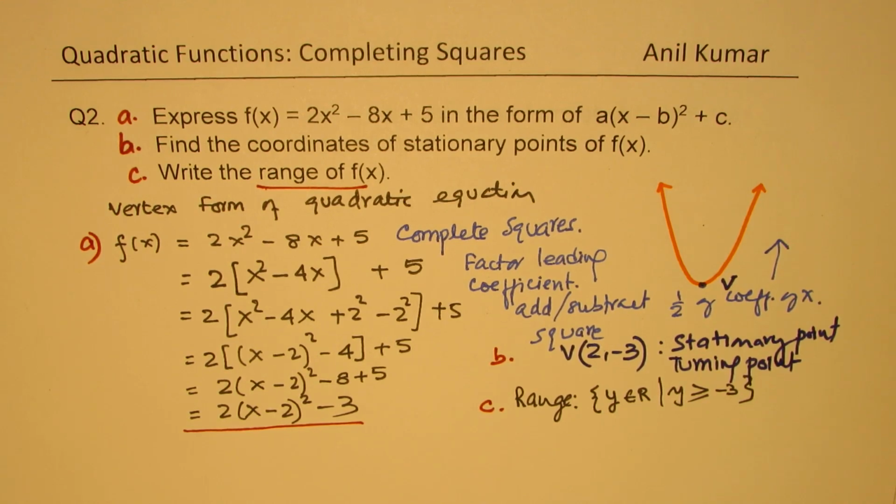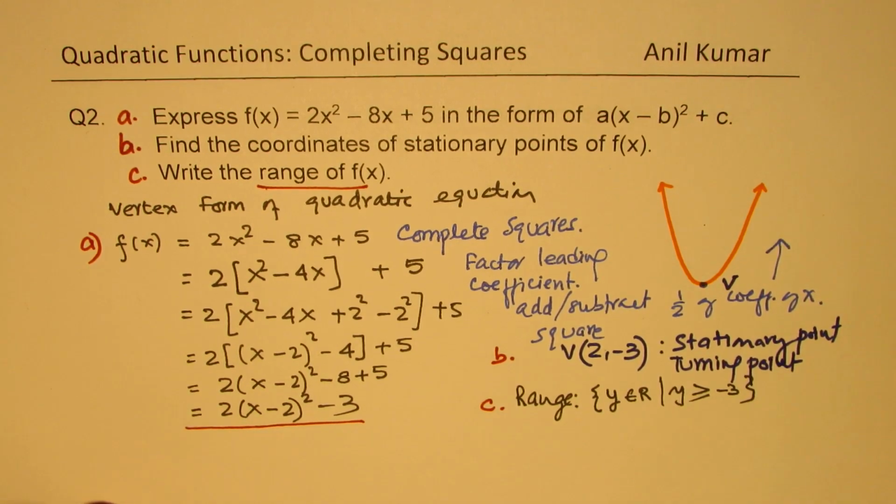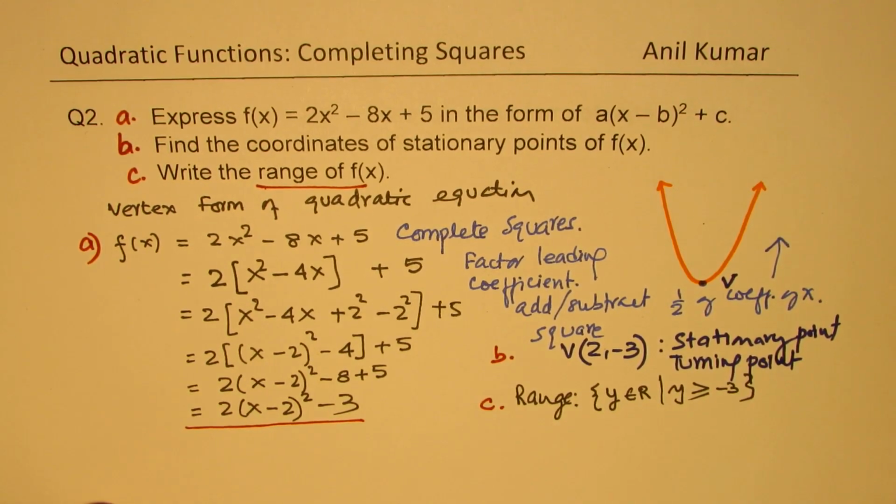So we have learned both the methods, that is how to complete the square when the coefficient of x squared, or the leading coefficient, is 1 or it is not 1. Now with that in mind, let's move forward and do the next two questions, right?